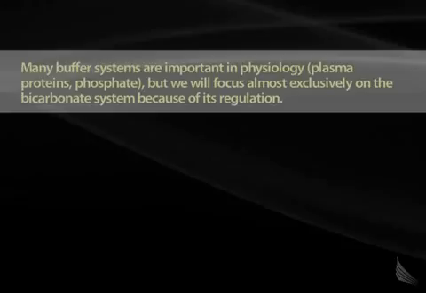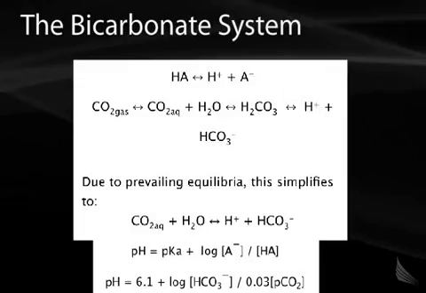Many buffering systems are important in physiology: plasma proteins, hemoglobin, phosphates. We will focus primarily on the bicarbonate system because of its regulation in the renal physiology as well as in the pulmonary physiology. The bicarbonate system exists as a specific type of buffer, as well as serving as an example of a weak acid-base pair. This is the full equation outlined as follows.